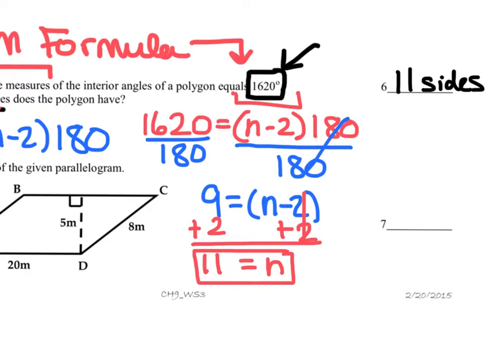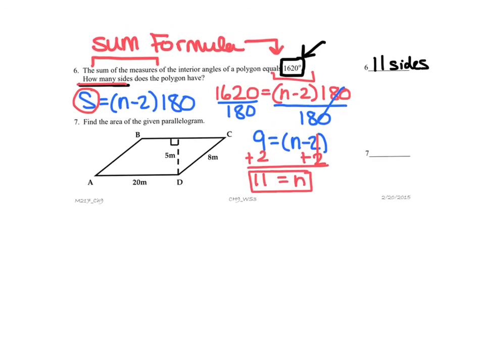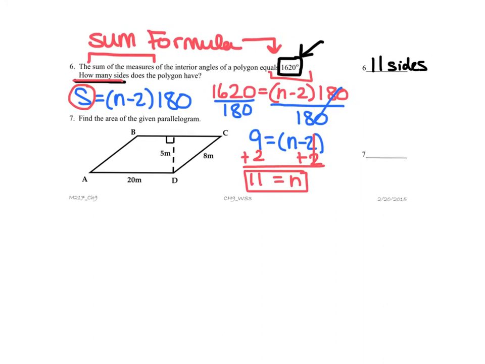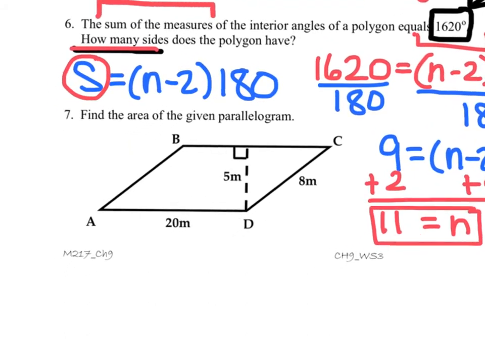There we go. So there we have our sum formula. When they give me the angle measure, I find the number of sides. I wasn't really planning on doing number 7, but since it's right here, I can do it really fast.